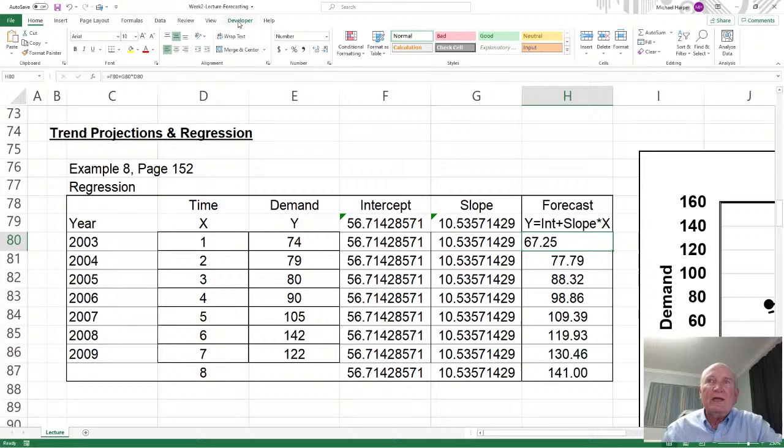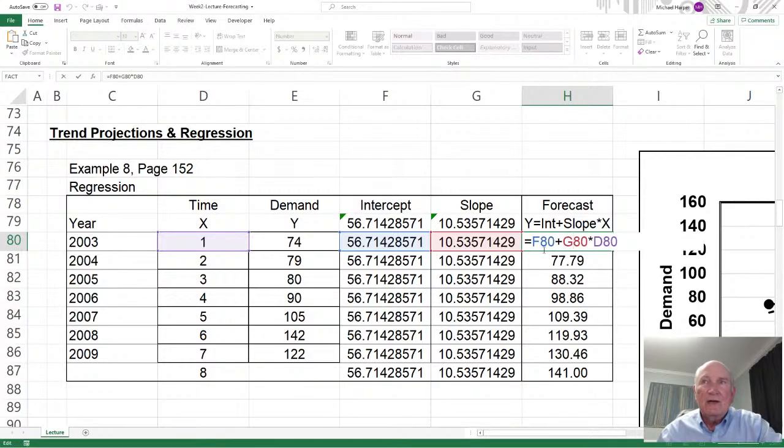But before I copy it down, look what I did here. If you highlight the cell and click up here in the formula bar, notice that it's color-coded. I have F80, that's my intercept, plus G80, which is my slope, times D80, which is my time, my coded time. So the idea here is the blue plus the red times the purple. They even color coded for you, so you can see exactly what you're doing.